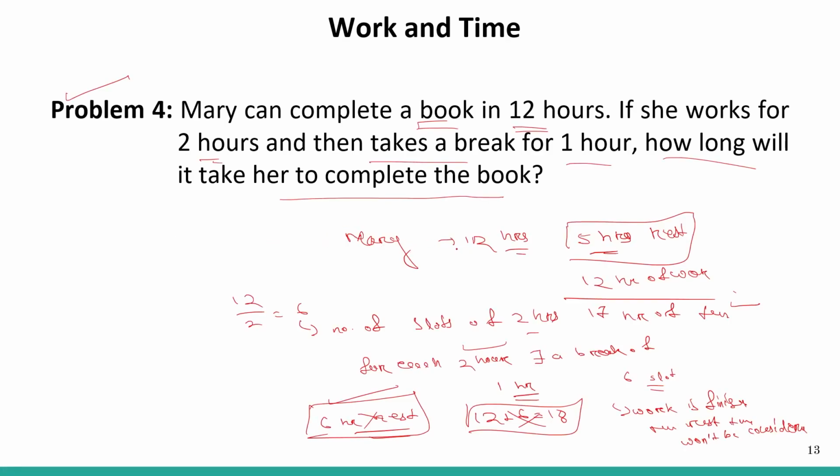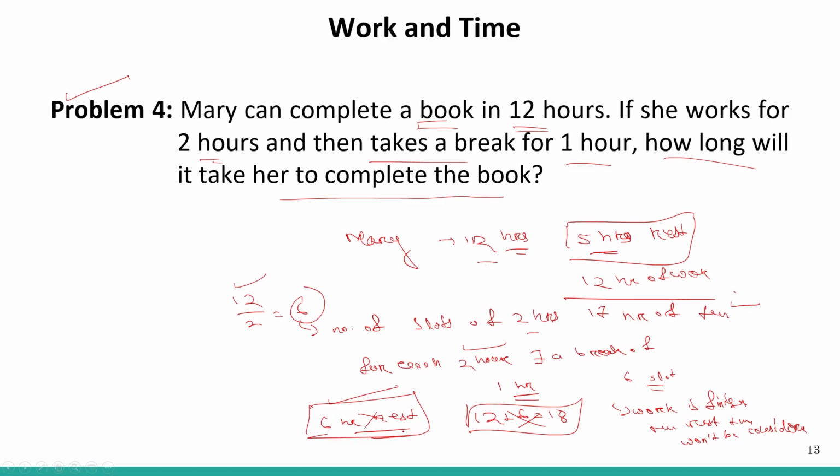Mary completes one book in 12 hours. This is Mary's speed. We told Mary that she can take a 1 hour break for every 2 hours of work. So how long will she take to complete the book? We divide the 12 hours into 2-hour slots and get 6 slots, and after completion of each slot she will take a rest of 1 hour. Since there are 6 slots, we might think she will take 6 hours of rest.